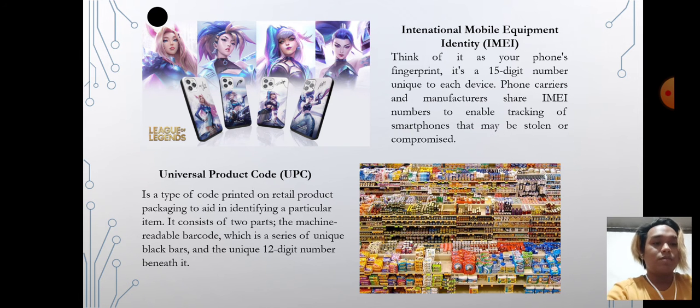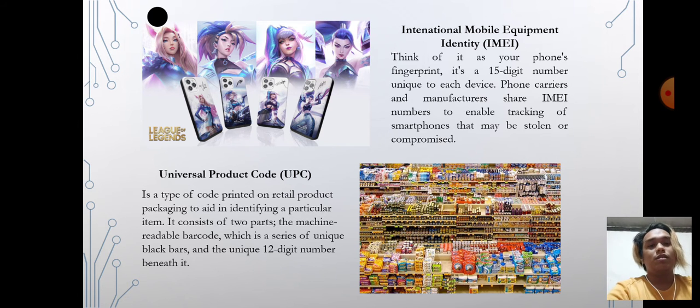Did you know that there are two types of metadata? One is for our phones and one is for our groceries. The first one is the IMEI or International Mobile Equipment Identity. Think of it as your phone's fingerprint. It is a 15-digit number unique to each device. Phone carriers and manufacturers share IMEI numbers to enable tracking of smartphones that may be stolen or compromised.